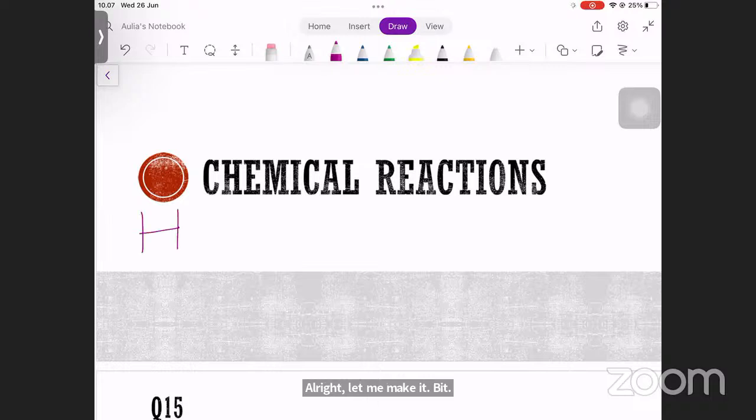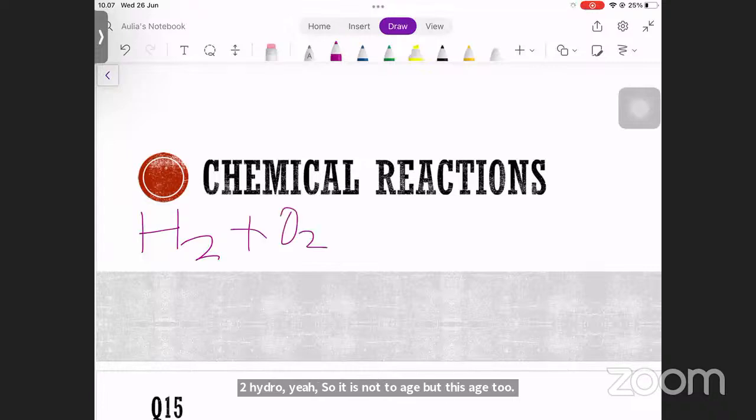For example, I want to react two hydrogen atoms. FYI, hydrogen is active as a diatomic molecule in nature, so it is not 2H, but it is H2, plus O2. When we react them together, we will get the result, which is H2O.